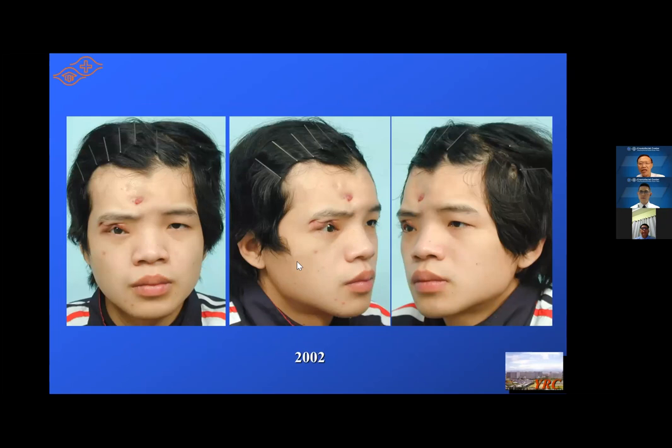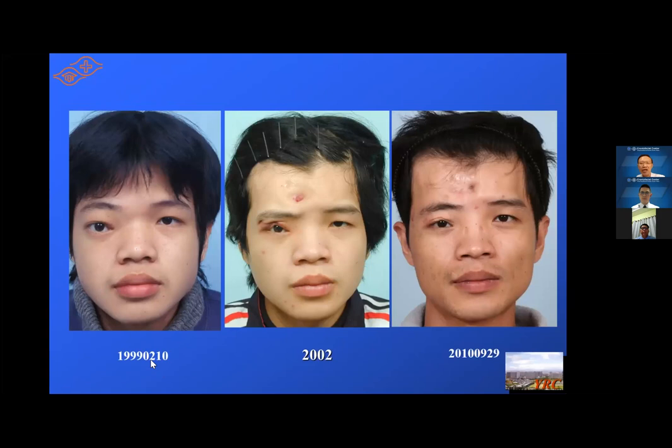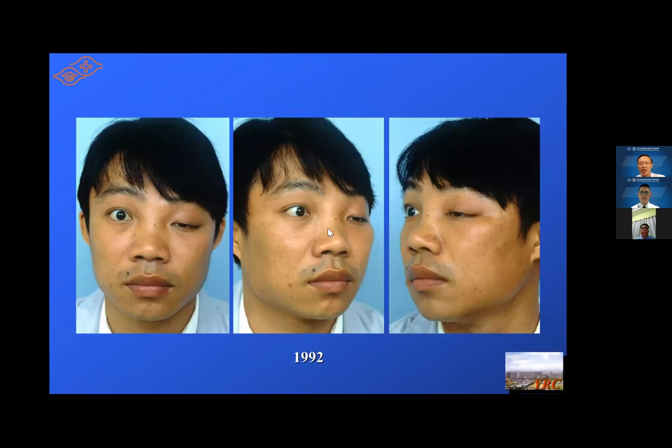after. Compared to this, 1999 is about 3 years after. This is about 10 years after. It heals well with some scar. This is a case treated outside the hospital. They did not reconstruct it. They only resected the diseased area.